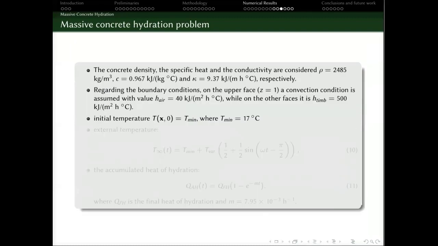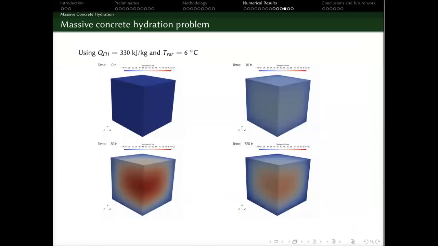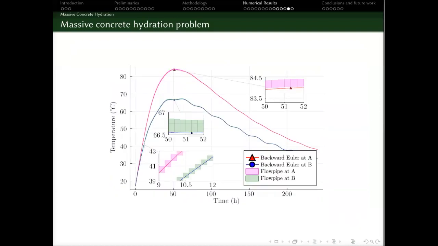These are the parameters considered. And the external temperature is assumed to have a sinusoidal variation, and the heat of hydration is modeled using an exponential law. Using a fixed parameter set, we obtain these plots for the temperature distribution and these temperature evolutions for the control points.